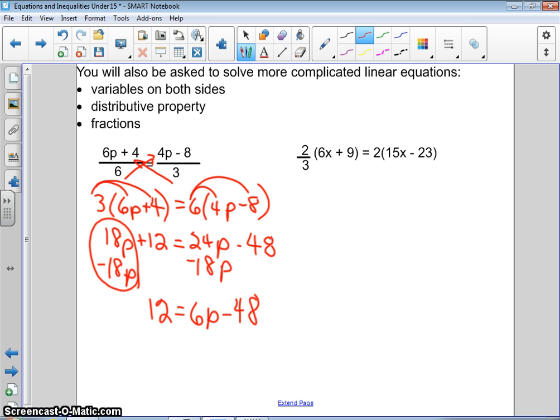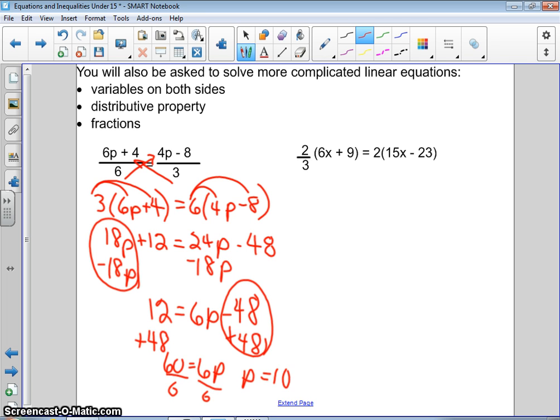We're almost done. Now we're down to a two-step equation. We add 48 to both sides, and that gets 6p is equal to 60. 12 plus 48 is 60. Divide both sides by 6, and your final answer is P is 10.